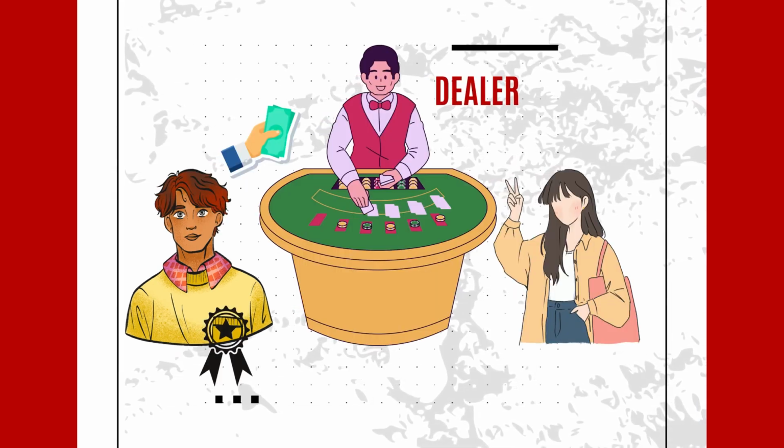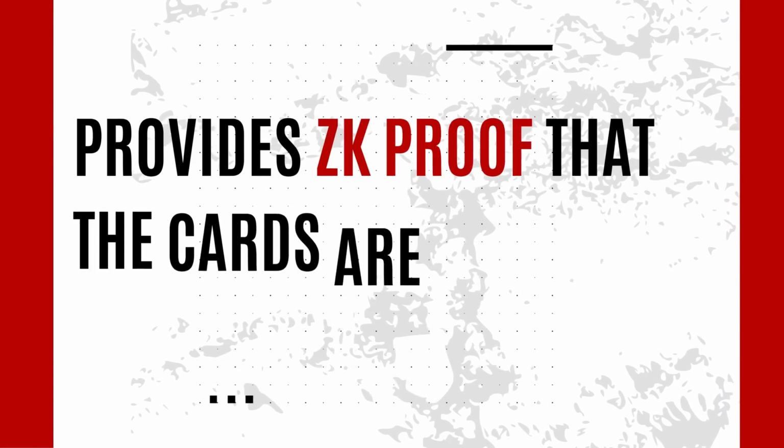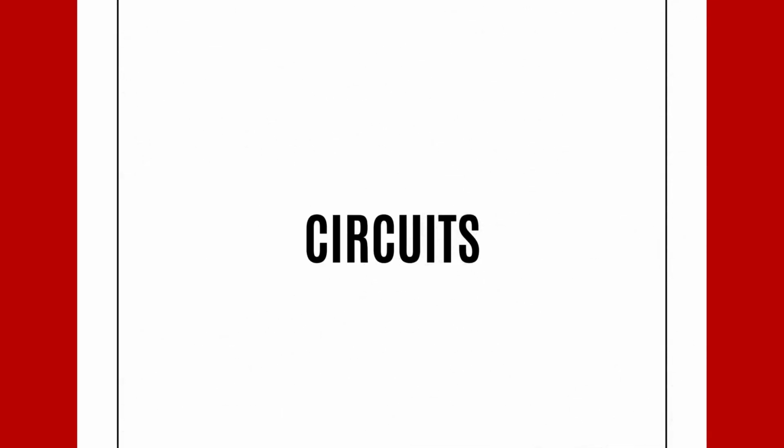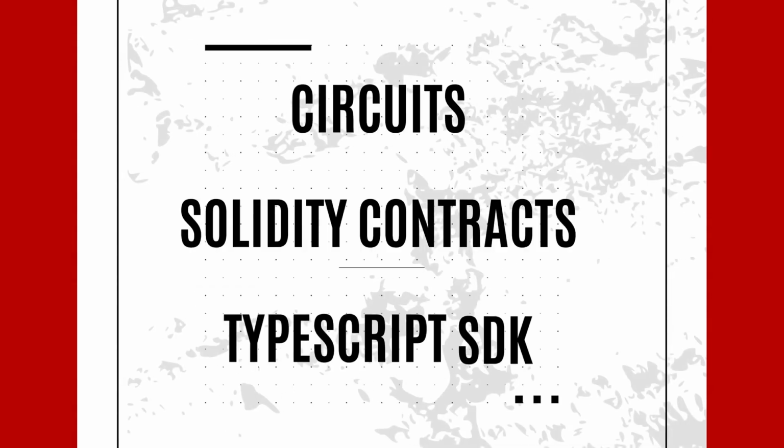So to avoid this, we can use zero knowledge proof and the ZK Shuffle package. The ZK Shuffle package provides a zero knowledge based proof that the cards are shuffled randomly and no player has influenced the dealer. So this is where ZK Shuffle is used. This ZK Shuffle package contains four main components: circuits, contracts, SDK and game contract.